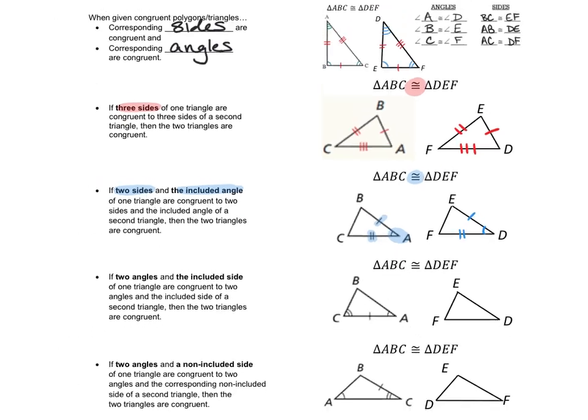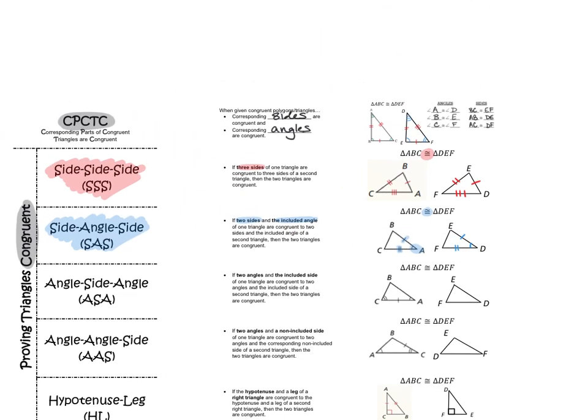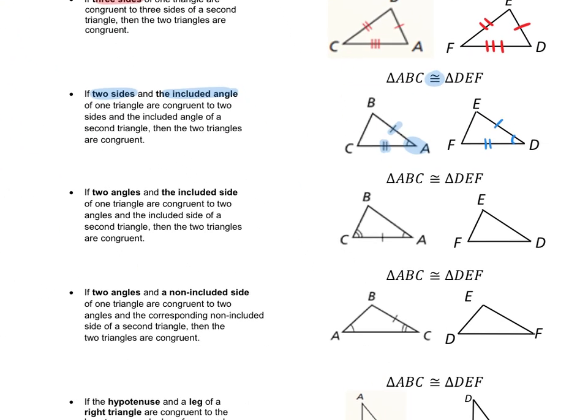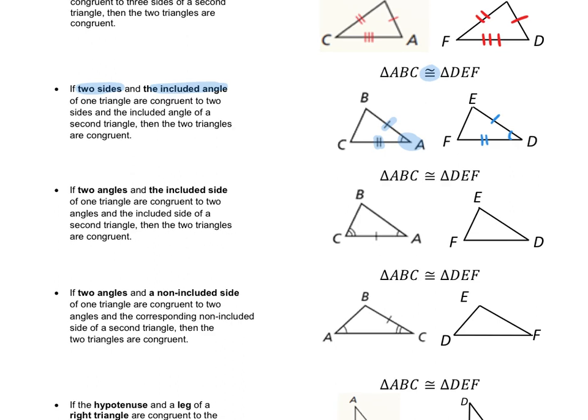The next way to prove that two triangles are congruent is with angle, side, angle, ASA. In angle, side, angle, it's kind of the opposite of what we just did. This time it's two angles and the side in between them. If those are marked as congruent, then the triangles are congruent.